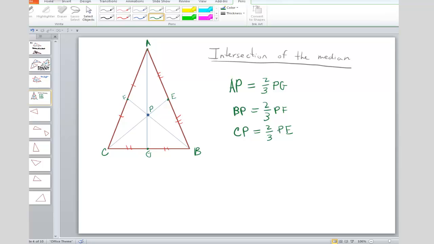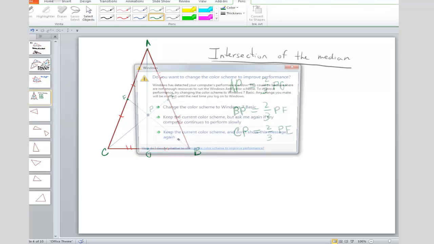Alright, so what makes that so significant? Well, if we're given one of the values of, like, say, FP, we are able to find the entire distance. Okay?